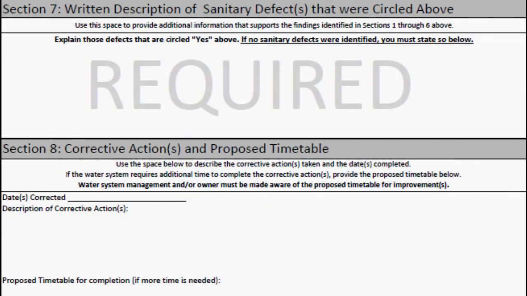Once you have completed the assessment of the system, anything in sections 1 through 6 that you circled yes must be explained in section 7. This allows us to understand better the defects found at your system. Completion of this section is required for all assessments and goes a long way to letting us know if the assessment was performed completely and adequately.